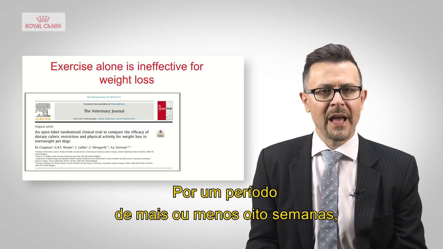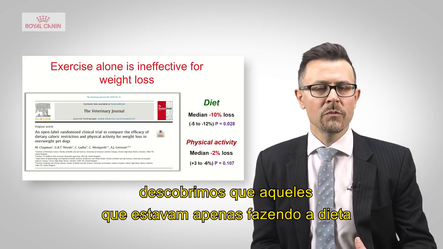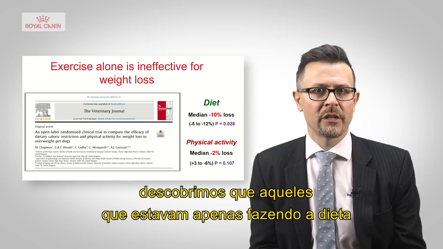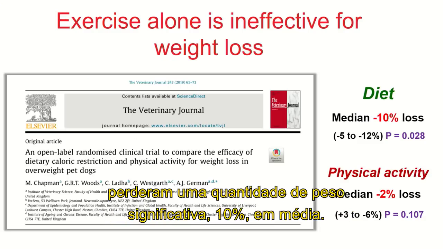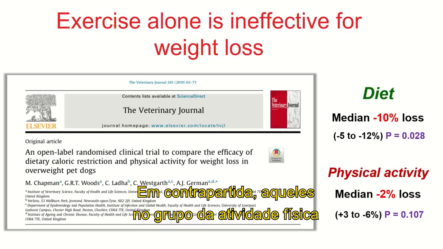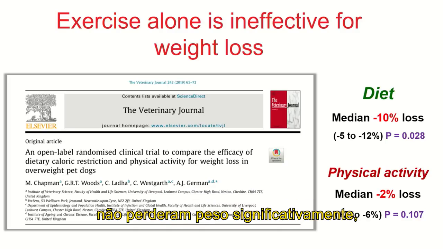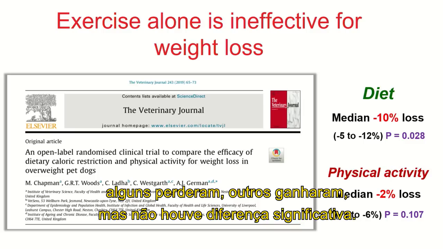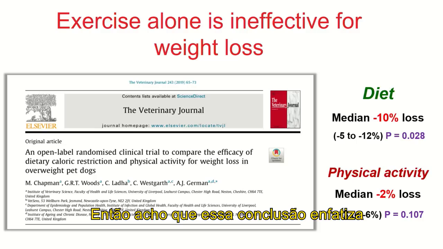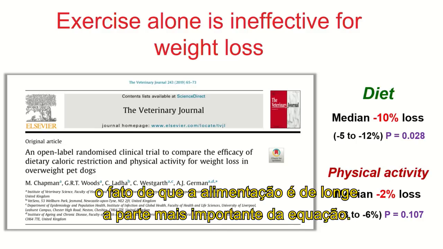Over a period of about 8 weeks, we found those that were on the diet-only strategy lost a significant amount of weight, 10% on average. In contrast, those in the physical activity group did not lose weight significantly. Some lost, some gained, but there was no significant difference. So I think this final point emphasizes the fact that diet is by far and away the most important part of the equation.